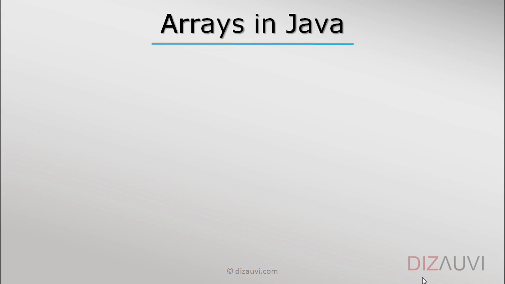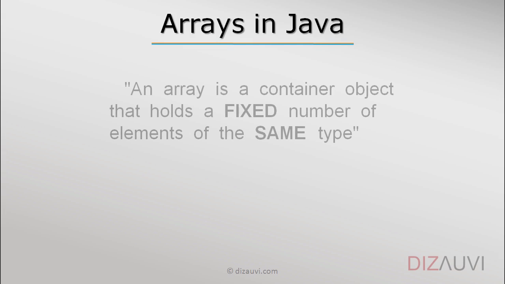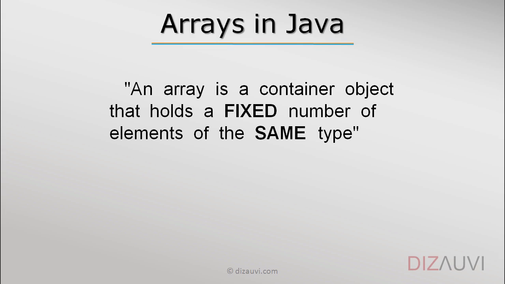Let's start with arrays now. Arrays in JavaScript are slightly different than what you may be used to if you are familiar with other programming languages like C or Java. If you recall from how an array is defined in other programming languages, an array is basically a data structure or a container object that can hold a fixed number of elements of the same type.